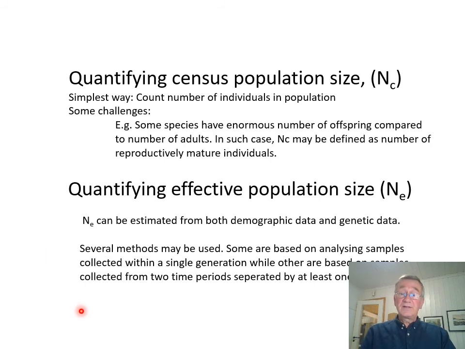So there are several methods, and some are based on collecting samples or doing observation in a single generation, while others are based on collecting samples in time series from several generations. At least there is one generation in between these two samplings, so that we can compare, and we can draw some conclusions about how many individuals are actually involved here, and what the effective population size is.